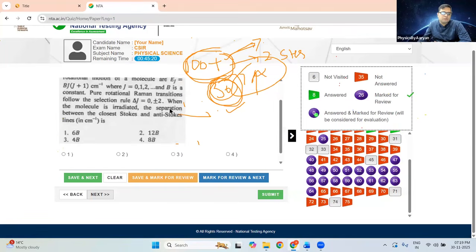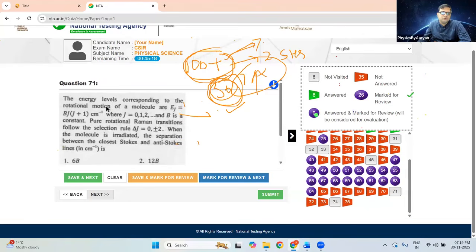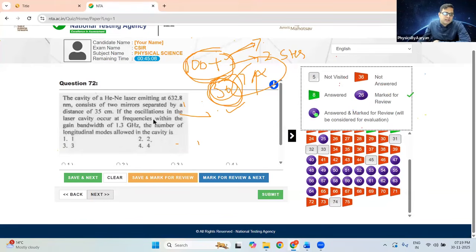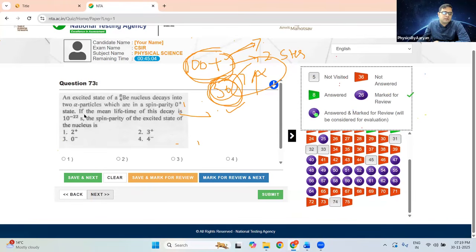Now, this is from atomic and molecular. Stokes and anti-Stokes. If you know the basic idea of Stokes and Raman spectra, obviously this question you will do. Very easy question. So one question of atomic and molecular is done. I am happy. Even if I am not able to do the laser question, I'm happy because one atomic and molecular question is done.